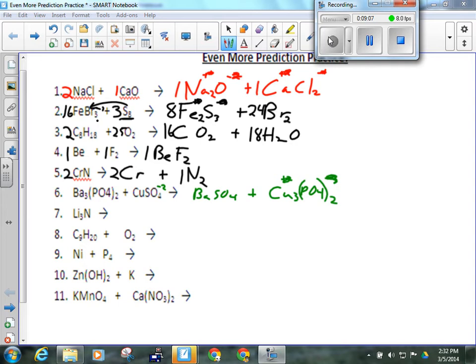Now we have to balance everything. We've got 3 barium over here, but only 1 here, so we should probably put a 3 there. That gives us 3 sulfates, so we should put a 3 here. That makes our copper work. Everything else is a 1.